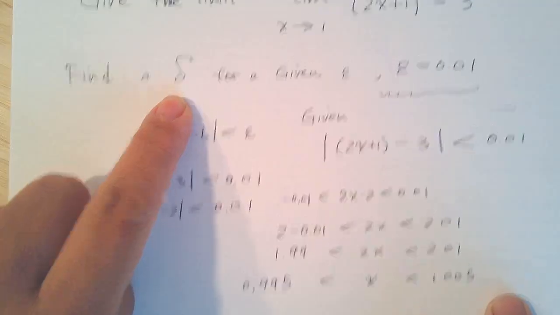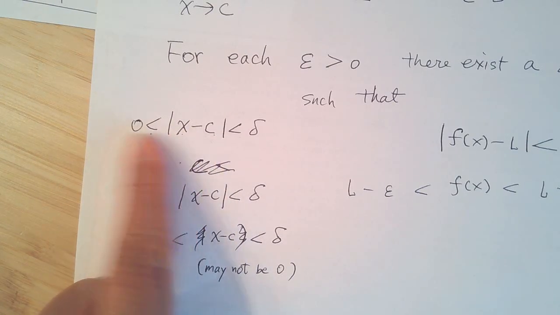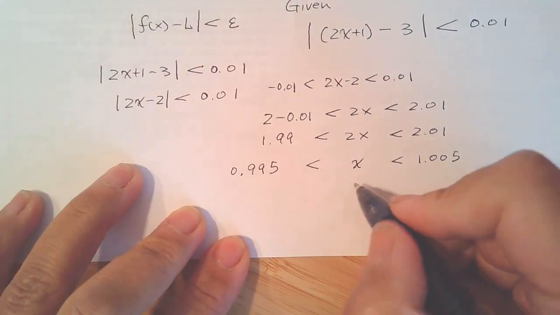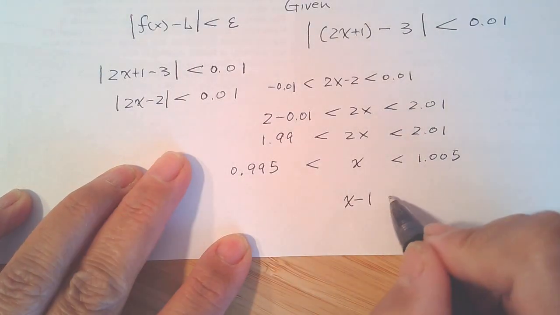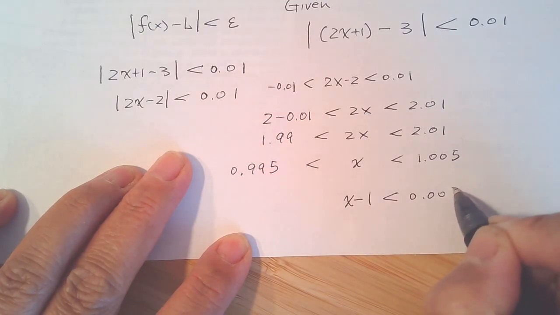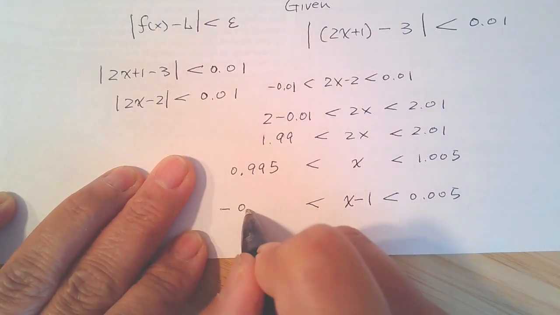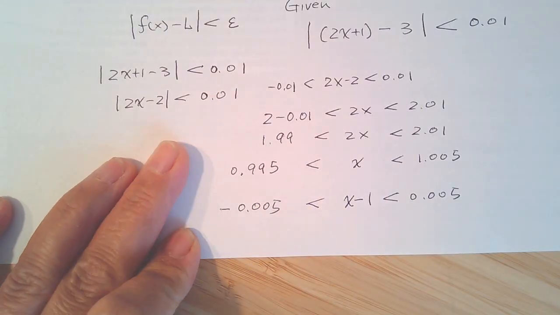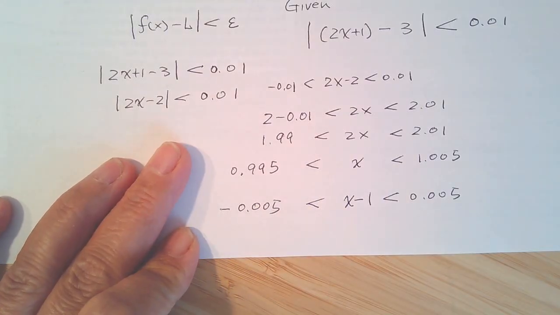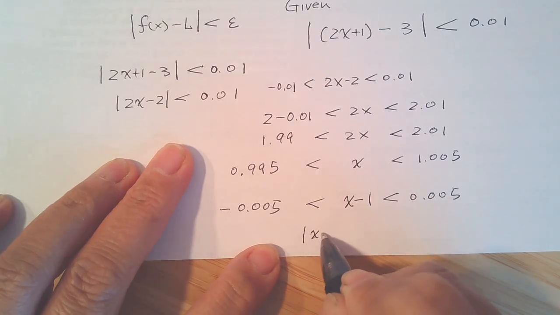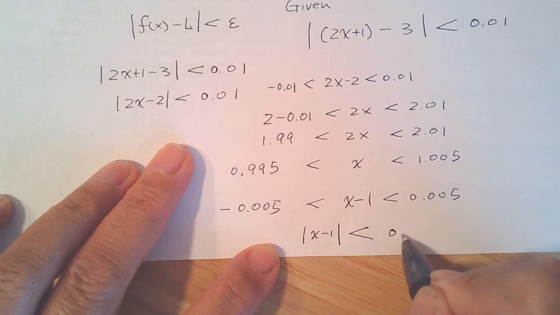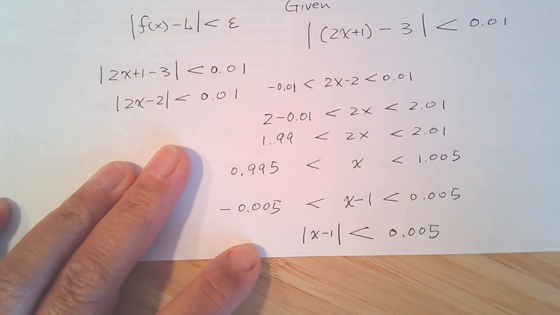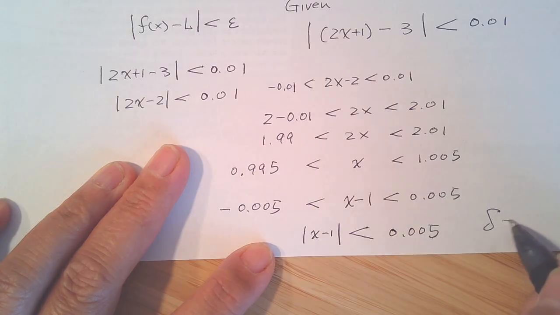This delta is where x minus c is between that. So therefore, I will go x minus 1 because x approaches 1. So everywhere minus 1, so that will be 0.005, and here will be negative 0.005 because 0.995 minus 1 is negative. Do I get it? Yep, I get it. The absolute value of x minus 1 is less than 0.005. So did I find my delta? Yes, my delta is 0.005.